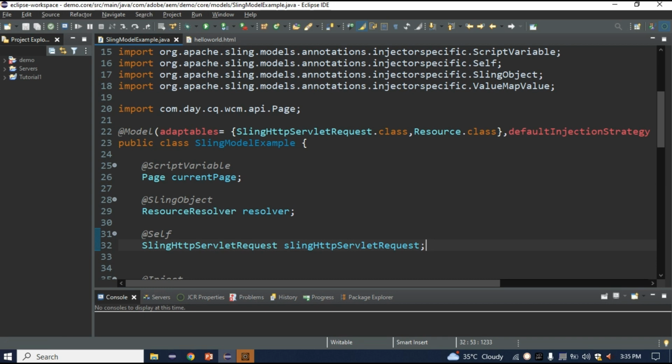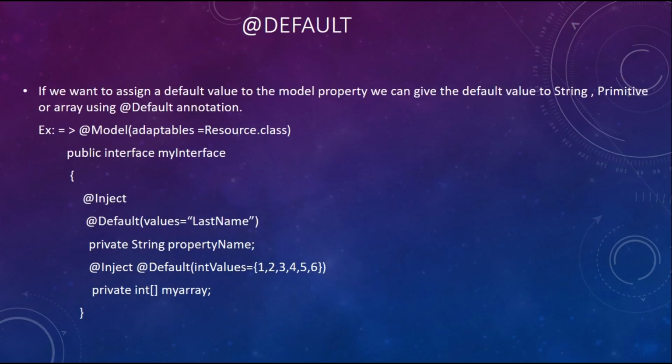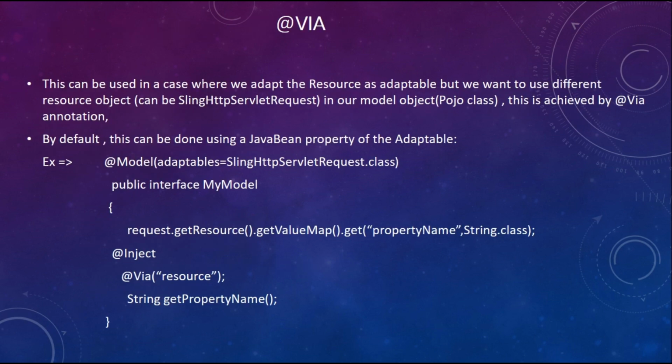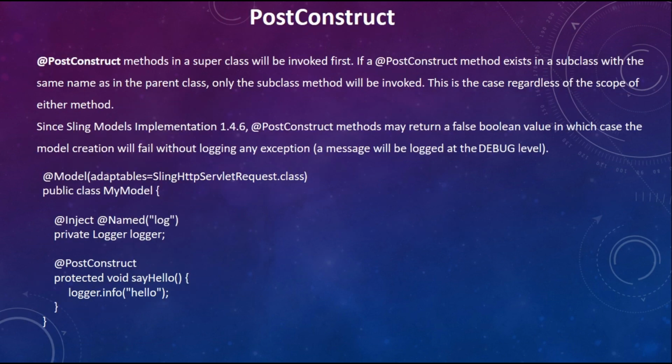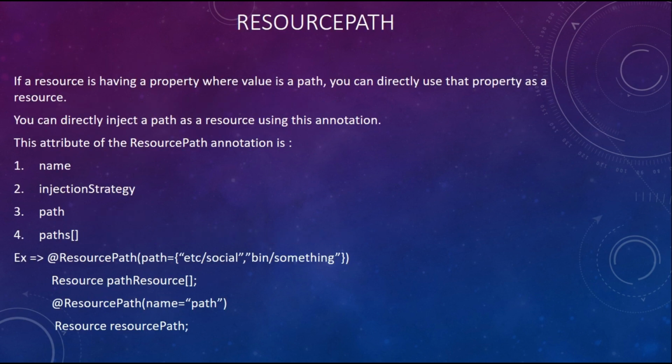So there we have two ways. Inside the PPT we have everything: via script variable, post construct, self, resource path. So here you see in every annotation we have attributes. In every annotation we have attributes, that is name, injection strategy, path, and paths. So name is nothing but we have to define what you want to inject. Okay, name for this resource path.